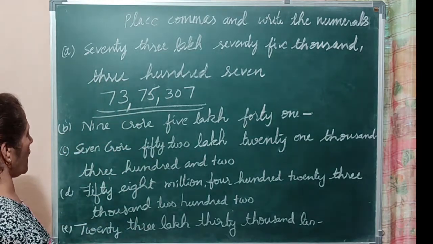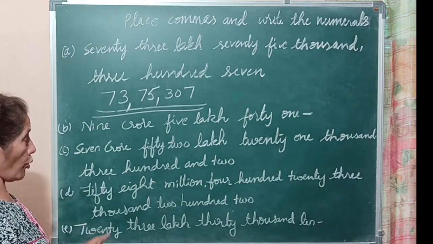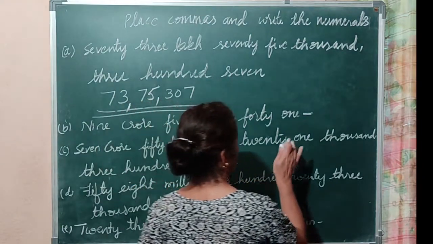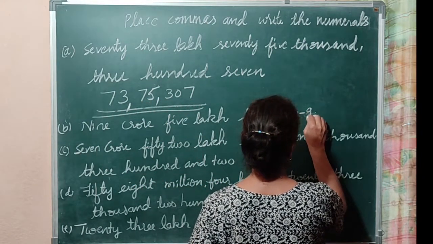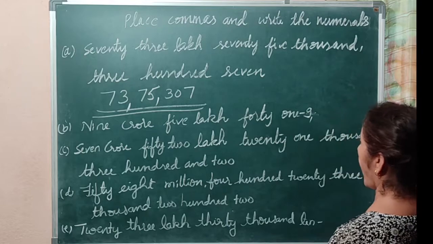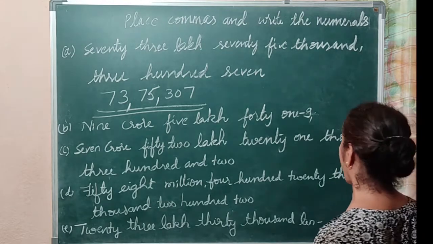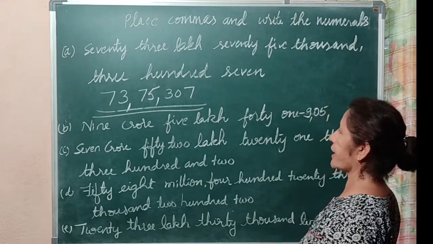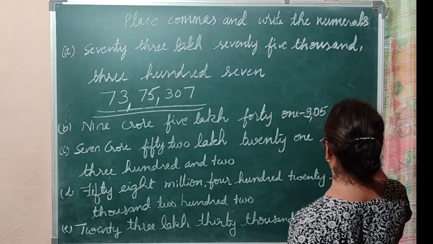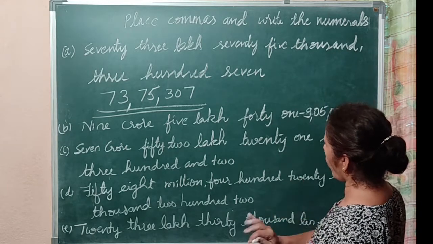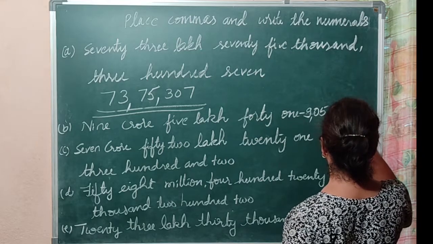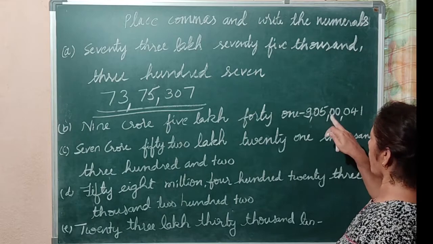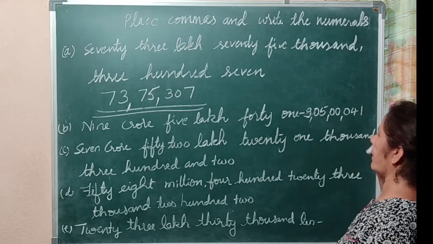Second one. 9 crore 5 lakh 41. 9 crore over 5 lakhs. There is no 10 lakhs. So 0 5 lakhs. After that there is no 1,000. So 0 0 1,000. No hundreds. 41. See how you write it down? 9 crore 5 lakhs 41.